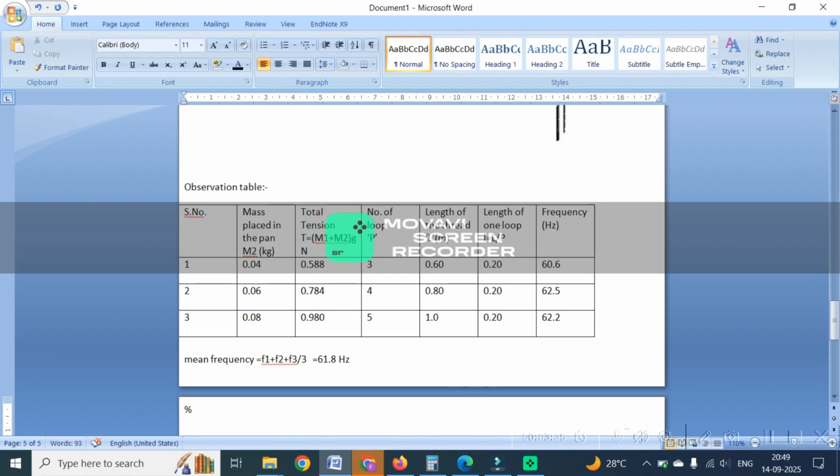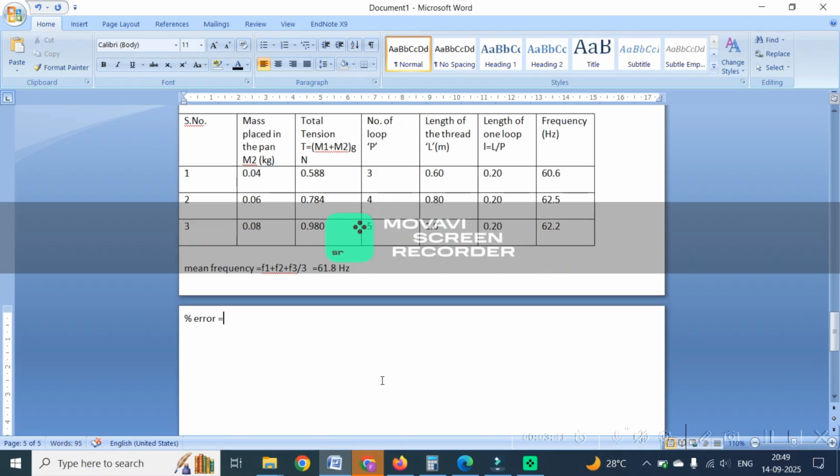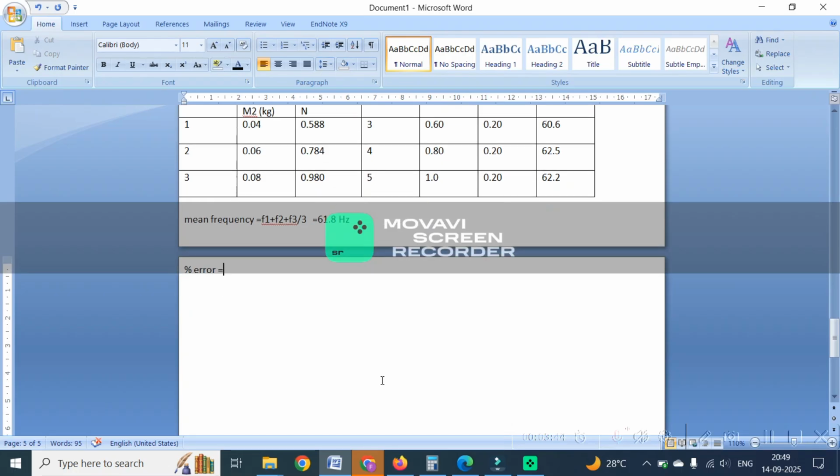Now you also have to calculate the percentage error. How can you calculate it? The formula for the percentage error is the actual value minus the observed value, divided by the actual value, and all of this you have to do in modulus, so the value will automatically be positive, not negative.